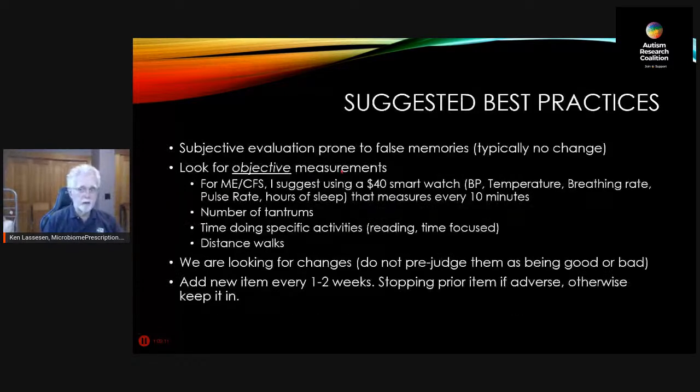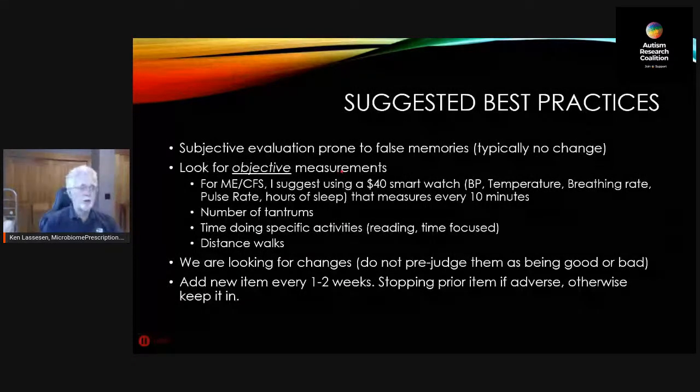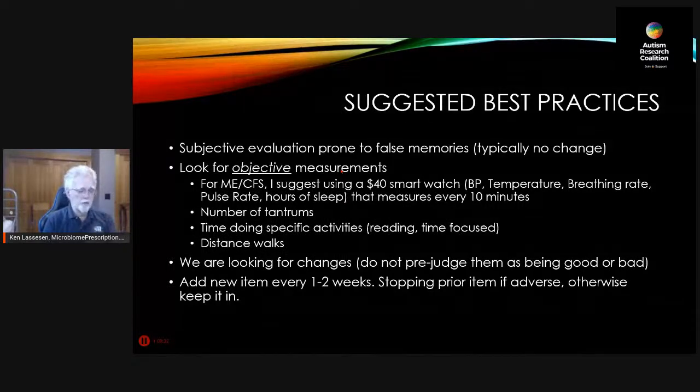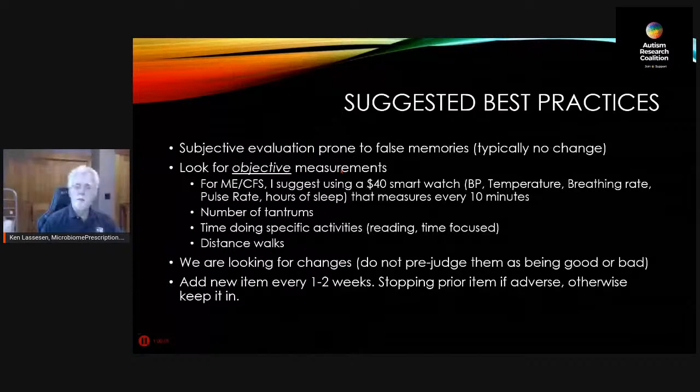Best practice suggestions, again, this comes from dealing with ME/CFS, but applies to almost any condition. Subjective evaluation is prone to false memories. False memories are a pain. Typically no change. Look for objective measures. For ME/CFS, I use a cheap $40 smartwatch from China. I picked it up on Banggood, and it records breathing rate, temperature every 10 minutes, pulse rate, hours of sleep, etc. You may want to record the number of bowel movements per day. You may want to record what shape of stools every time. You may want to time specific activity, like amount of time reading, time focus, how far the person walks. You want to start tracking objectively every day, getting measured, because that is your best way to see if there is an actual improvement.